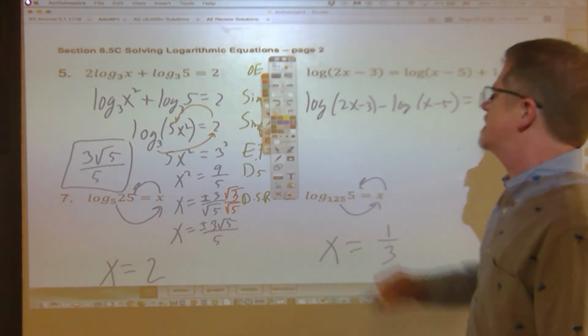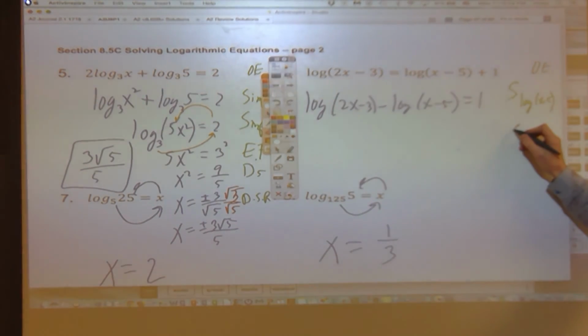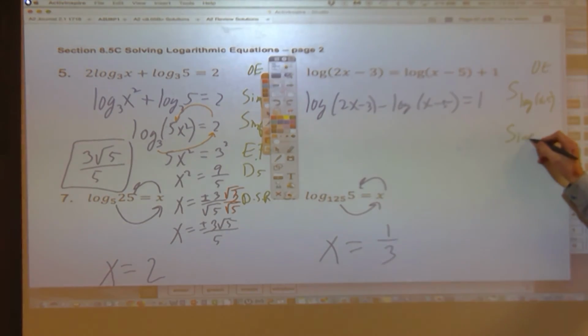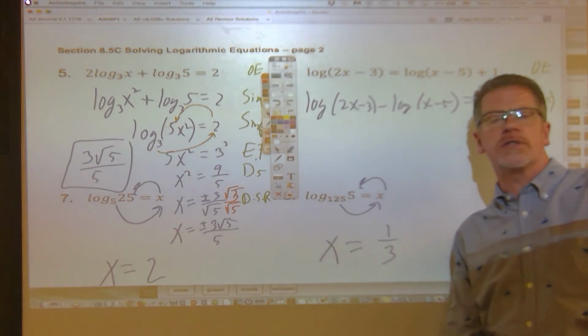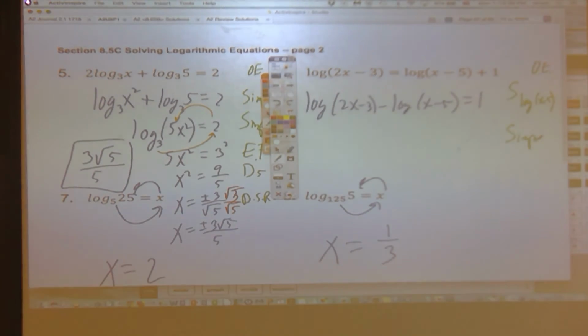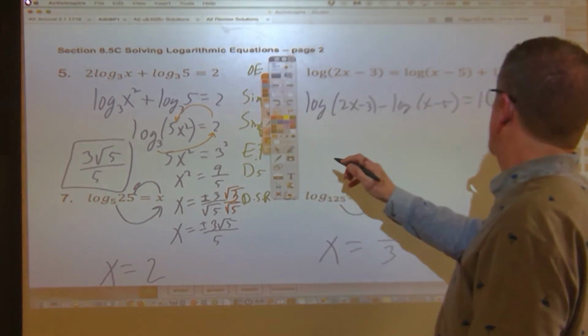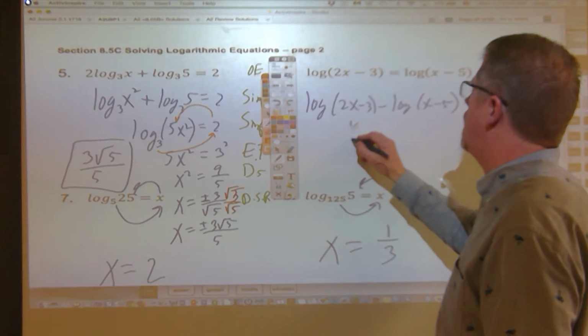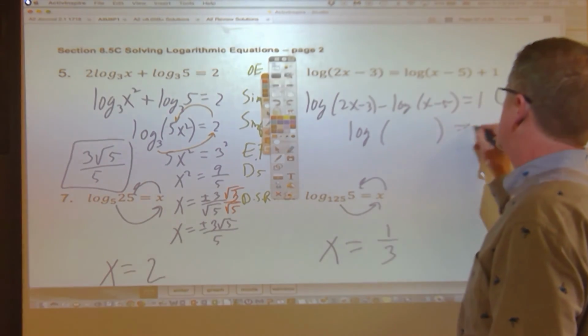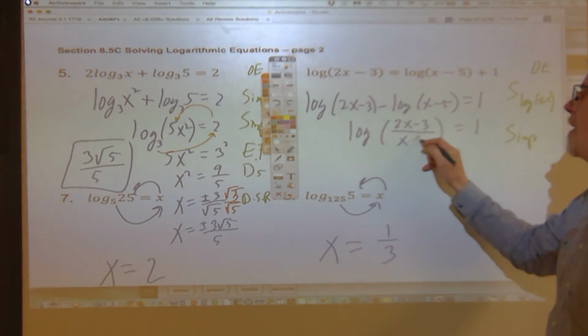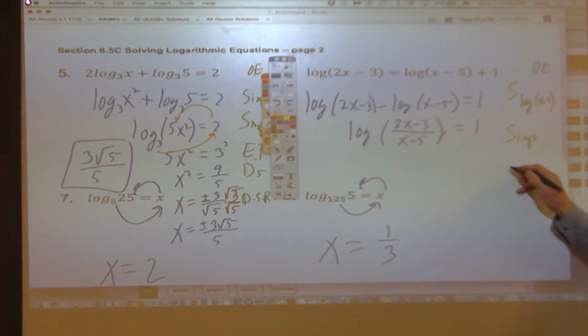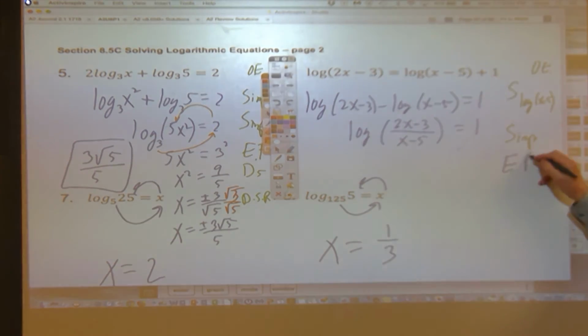Now is this a sum of logs or a difference of logs? Class? Yeah, it's a difference of logs. So are you going to rewrite it as the log of a product or the log of a quotient? If you said quotient, that's correct. So go ahead and rewrite this as a single log. The log of a quotient is equal to 1. When you're done with your quotient, look up here to see if it matches mine. Okay. Hope you got 2x minus 3 over x minus 5.